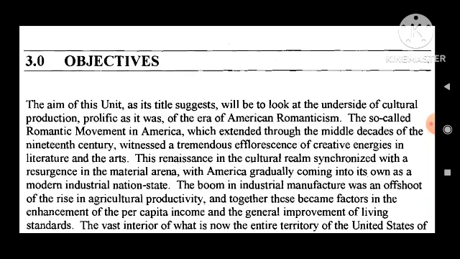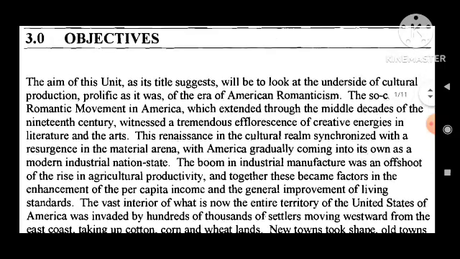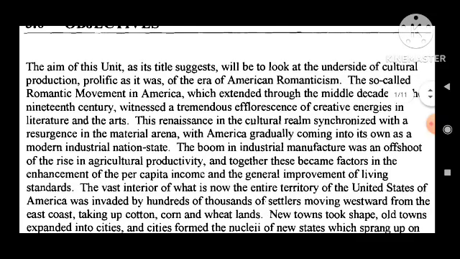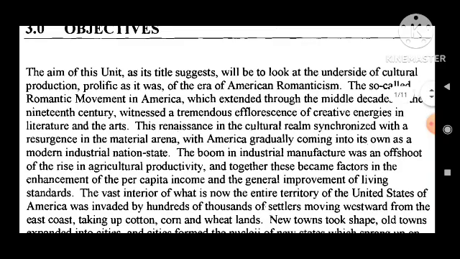The so-called romantic movement in America. So what do you mean by romantic movement? Okay, so romantic, here it is a romantic movement in America. The romantic, you know, there is some attraction between men and women. That is the romantic movement in America, which extended through the middle decades of the 19th century, witnessed a tremendous efflorescence of creative energies in literature and the arts. Okay, so the arts and literature in mid 19th century was so creative in America.